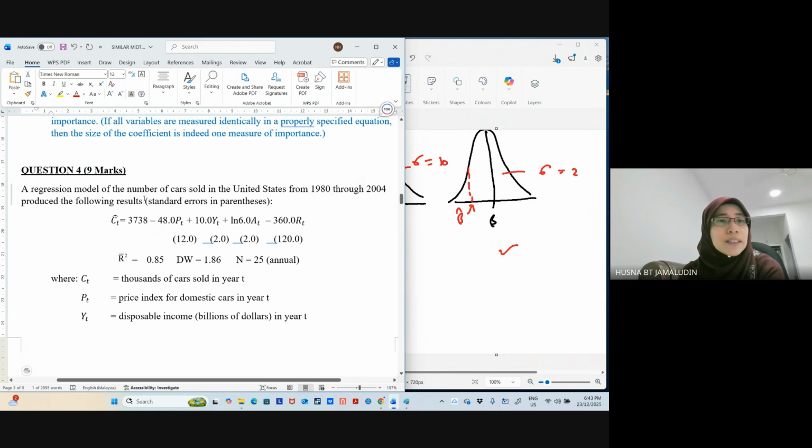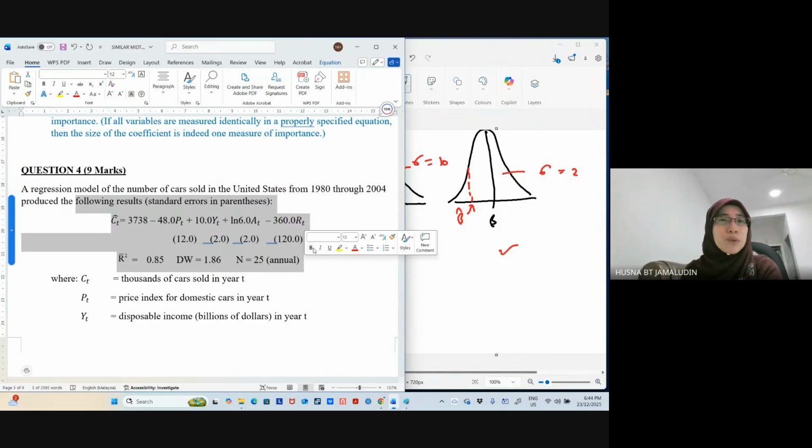A regression model of the number of cars sold in the US from 1980 through 2004. When you look at these years, what would you say? What would you think? Are we talking about cross section? No, right? We are talking about a period of time. This is an example of time series. Okay. And this is how you want to report your result. Remember the previous question, how do you present your result?